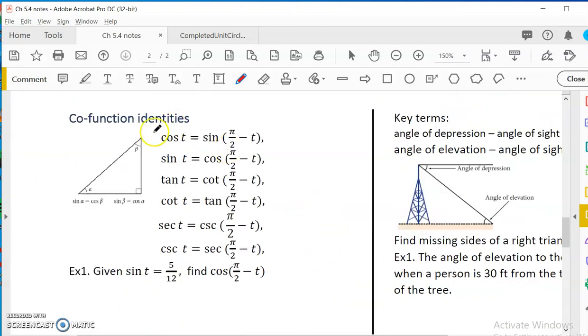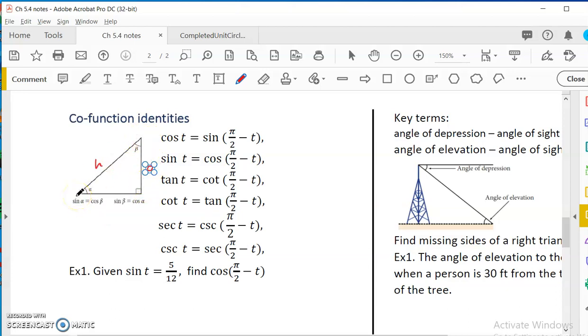The next thing we're going to talk about is cofunction identities. It is very obvious that in a right triangle, you have two angles that are less than 90 degrees. Relative to angle A, this would be opposite, and this is adjacent, and this is the hypotenuse. So your sine alpha would be opposite over hypotenuse, but relative to angle B, this side that used to be opposite now becomes adjacent. So for cosine B, it would be this side over H.